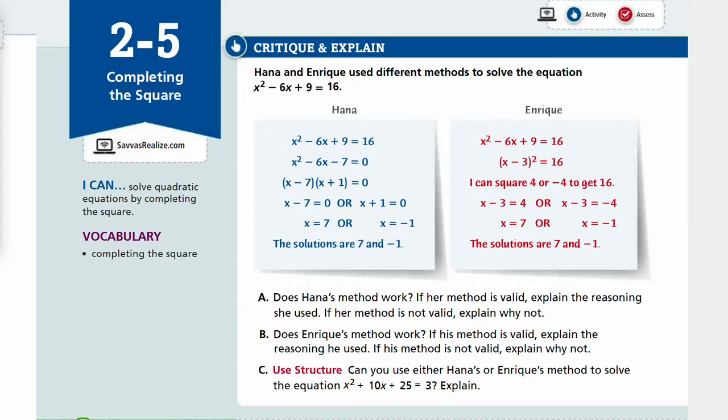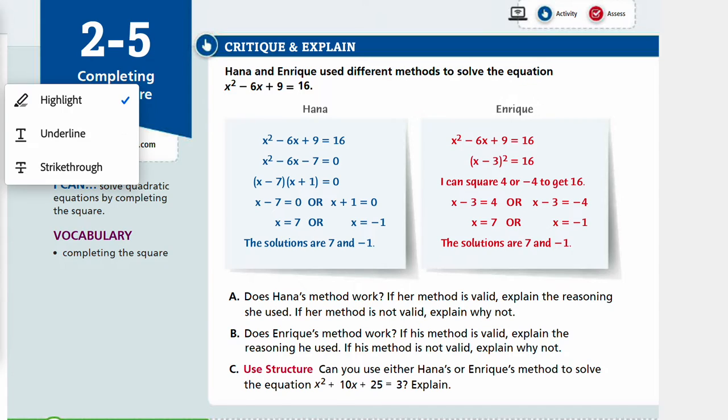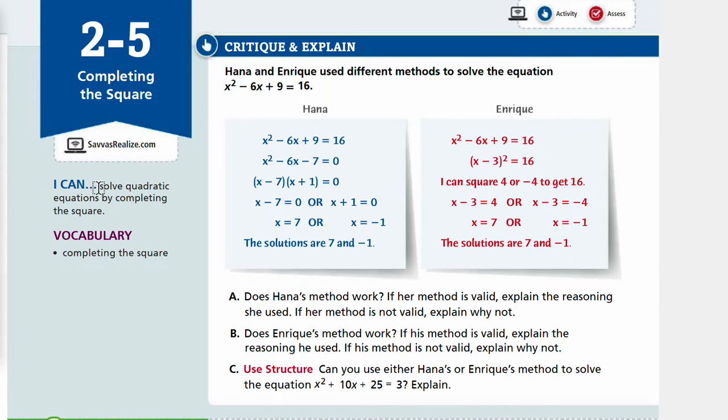Hi, welcome to Algebra 2, Lesson 2-5, Completing the Square. In this lesson, we'll be able to solve quadratic equations by completing the square. The vocabulary that's important in this unit would be completing the square. What does it mean by completing the square? We'll see. Let's start with critique and explain.